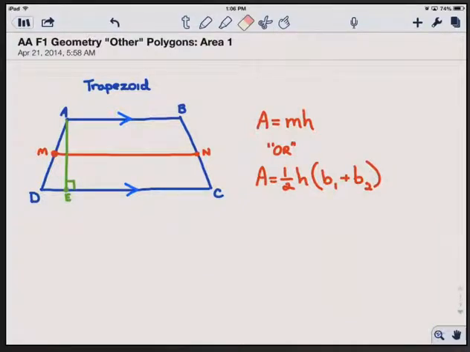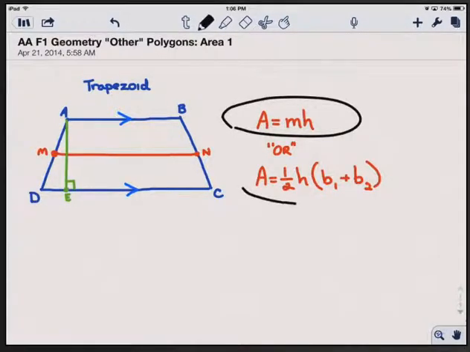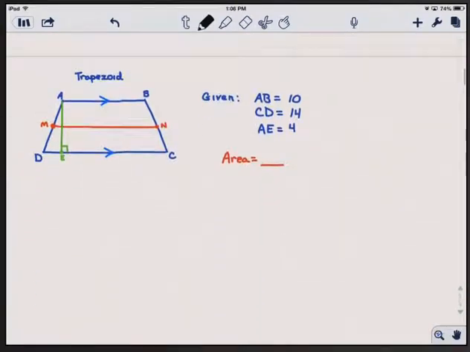Okay, some problems dealing with the area of a trapezoid. As we went over in class, the area of a trapezoid can be stated as the median times the height, which is the way I prefer to say it, or you can say 1/2 times the height times the sum of the two bases, as the book states. We'll see how this works out.